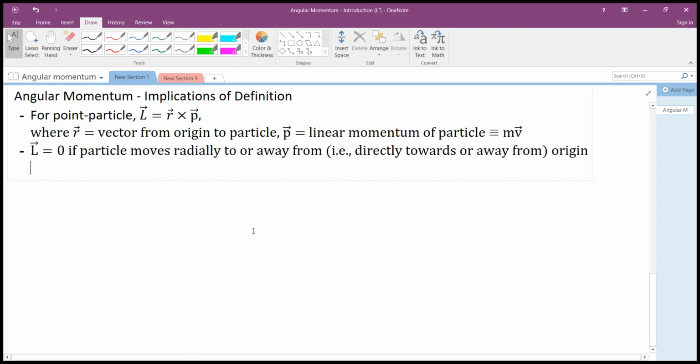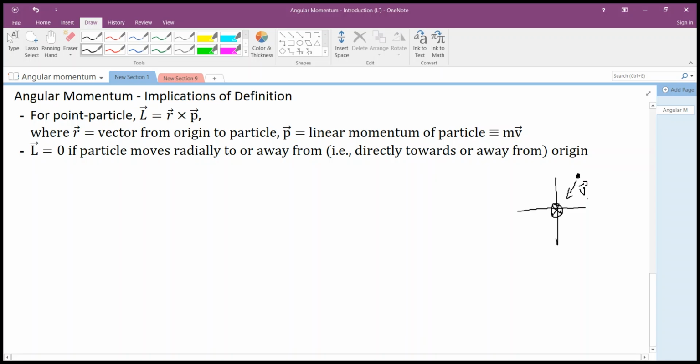Because the cross product is zero if the two vectors are parallel or anti-parallel, that is, they just have the same direction, that means if a particle is moving radially to or away from the origin about which it is rotating, so directly towards or away from the origin, then the angular momentum will be zero.